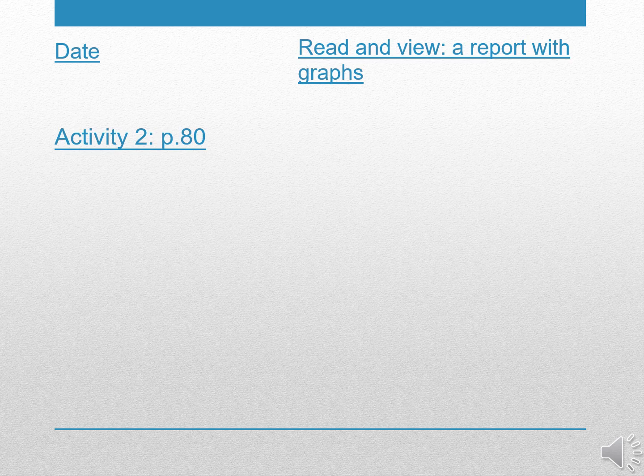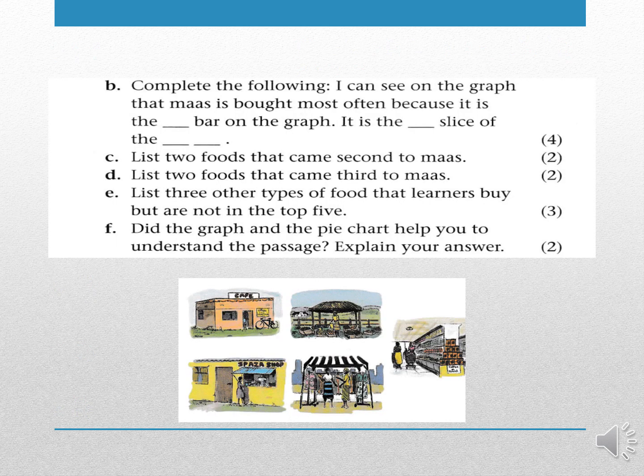Just make sure here we start with question 4B and not 4A, because 4A is not relevant to the graphs. So after 4B, write down 4C, D, E, and F. Here are your questions. You can also find them on page 80 in your textbook.